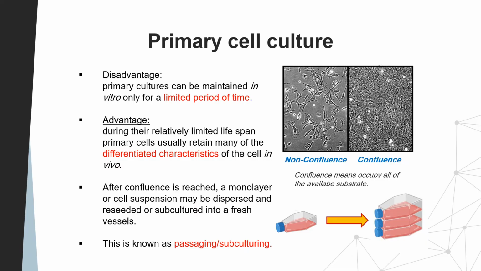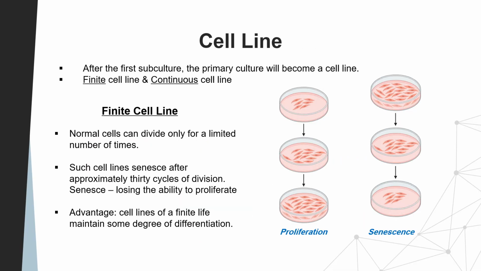So once these cells become confluent, or reach confluence, right? That means there's a lot of cells on the flask that you're growing. A monolayer or a cell suspension may be dispersed and reseeded and subcultured into fresh vessels. The procedure that you'll be going through with these confluent cells is known as passaging or subculturing. As mentioned previously, after your first subculture of the primary culture, it will then become a cell line.